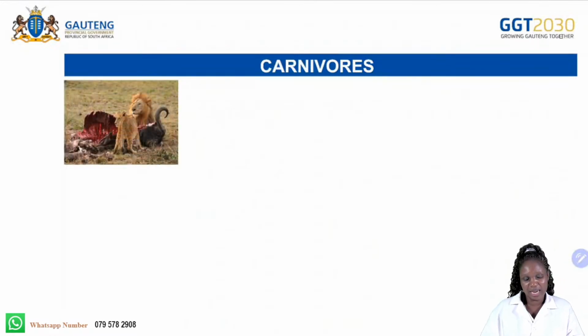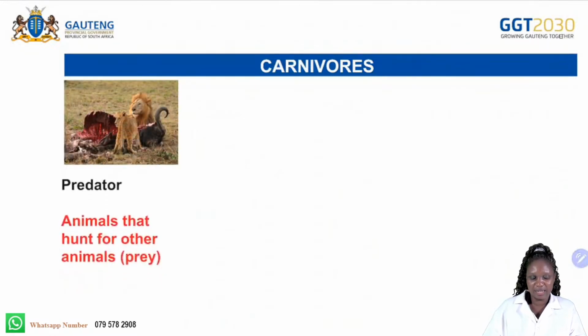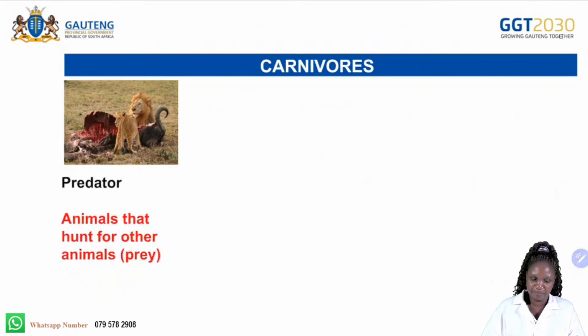Let's move on to carnivores. Let's look at the picture of a predator. What is a predator? Remember, a predator is an animal that hunts for its food. All right. For example, we've got lions, we've got cheetahs, we've got tigers. All these are predators. They hunt for food. They hunt for animals. They hunt for prey. All right.